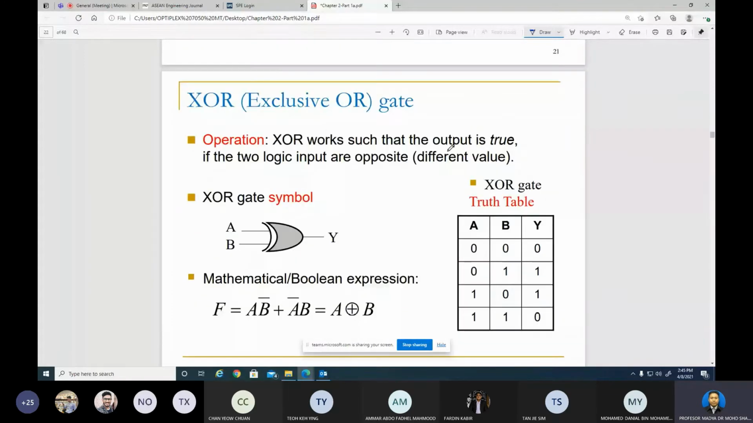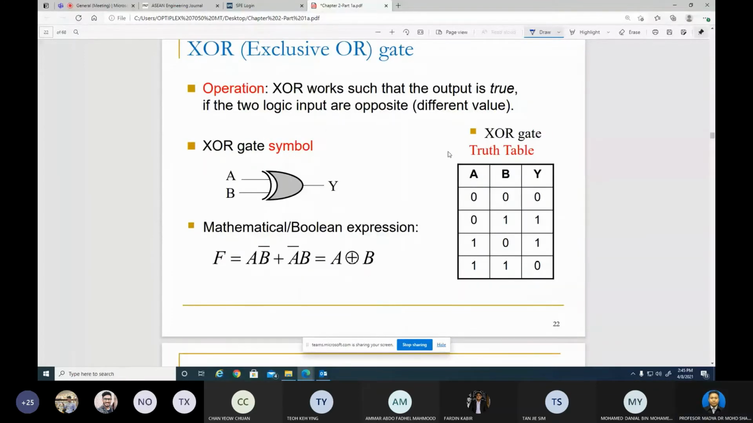And then next we go to the exclusive OR. That means we have a combination of OR gates. That's why we have something like this. So this is a combination of the OR gate and another OR gate here. It will be like this, for example. I'll draw again. So for example, like this.